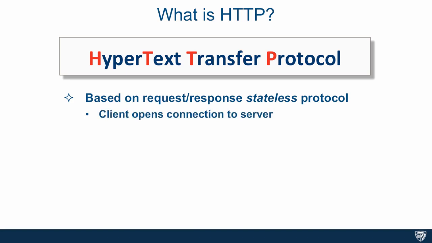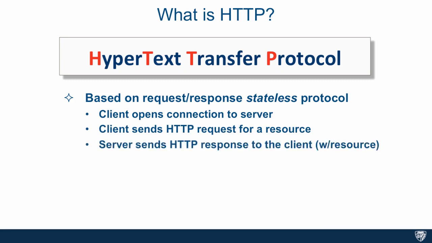So the way the client-server communication works is as follows. The client, the browser usually, opens the connection to the server. Then the client sends an HTTP request for a particular resource. And then the server responds with an HTTP response to the client, usually with the resource that the client requested, but sometimes the resource is not found or some other error occurs. And then the client, that is again the browser usually, closes the connection to the server.